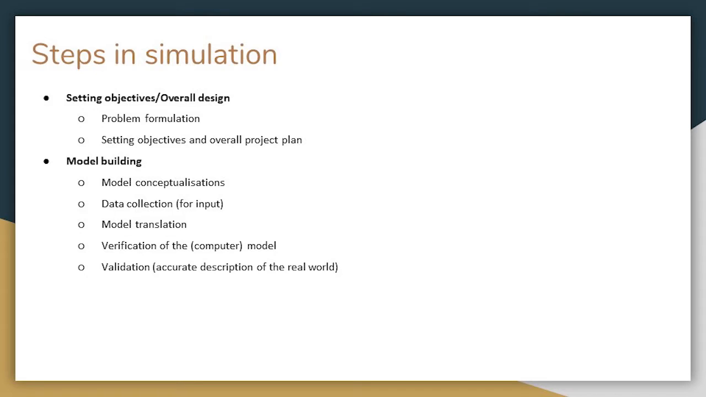Now let's discuss the steps involved in simulation. The first step is to create an objective or overall design. This overall design is used for formulation of problems, setting objectives and overall project plans. After that, we create a model. The model is a conceptualization of the system. We use the data that we have collected and translate that model into a computer model, and verification of that computer model is done, and validation of that model is done against accurate descriptions from the real world.